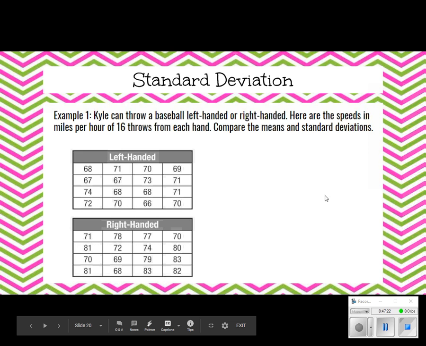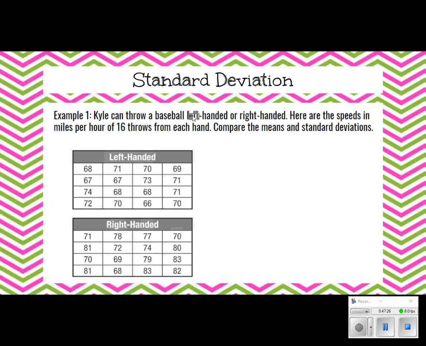All right, so let's look at standard deviation. Kyle can throw a baseball left-handed or right-handed. Here are the speeds in miles per hour, 16 throws from each hand. Compare the means and the standard deviations. I'm going to put the left hand in L1 and the right hand in L2, and it's going to be like magic. You should be doing that. Pause the video, get everything in: left hand L1, right hand L2.